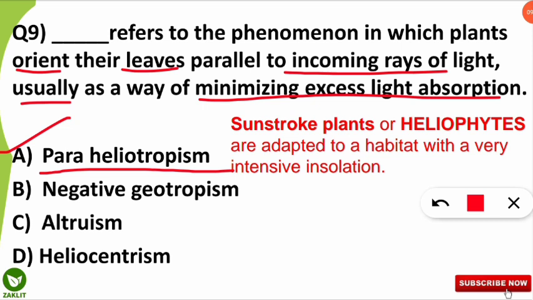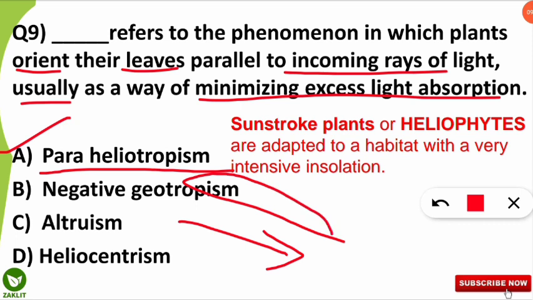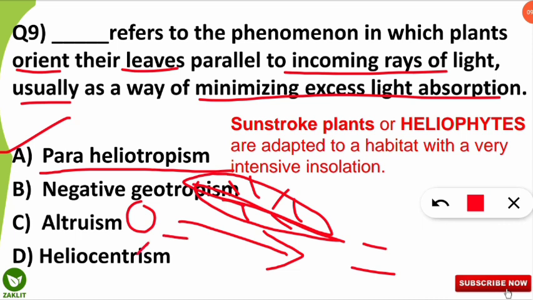That means if the sunlight is coming in this direction, the leaves will also become parallel to it. So I'm drawing the red leaf, which is very uncommon, but for your convenience I'm drawing it here. The leaf will also orient in this direction, so they are both parallel. That's why the leaf will not get that much of the incoming rays of light, in order to minimize the excess light absorption.